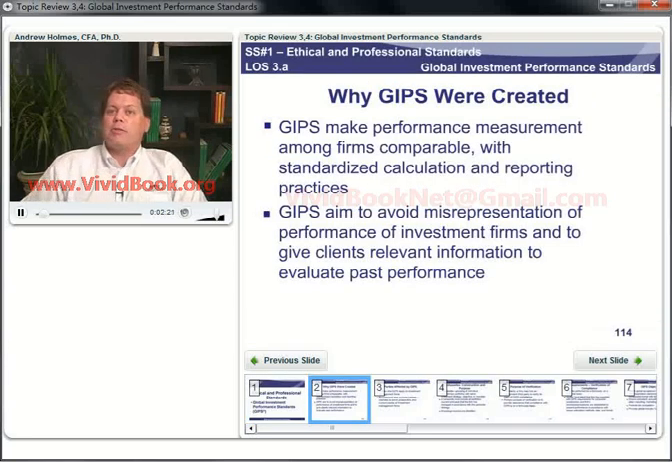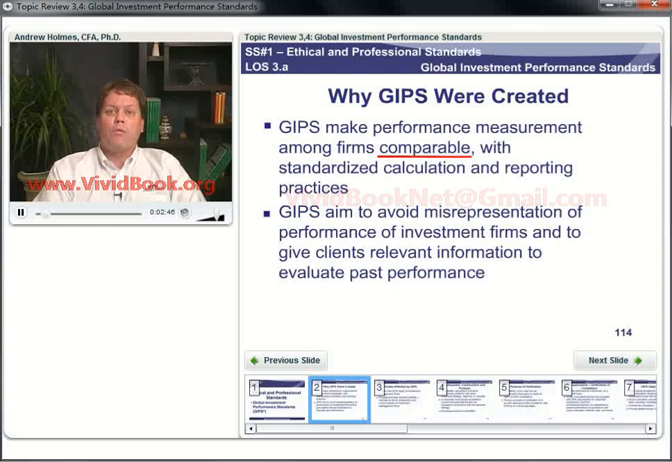Well, GIPS makes performance measurement among firms comparable. So everyone's reporting on the same basis with standardized calculation and reporting practices and those types of things. So again, if you go back to my idea that you're thinking of a money manager dealing with an unsophisticated client. So this is a client that just won a $100 million lottery. He's got a bunch of people, or she's got a bunch of people vying to manage some of her newfound wealth.